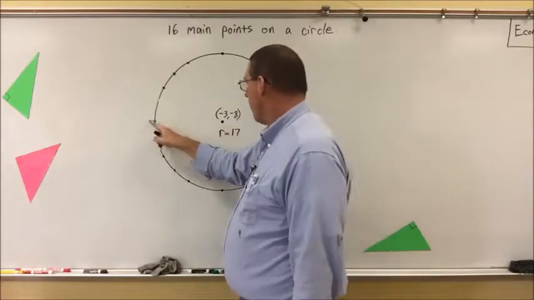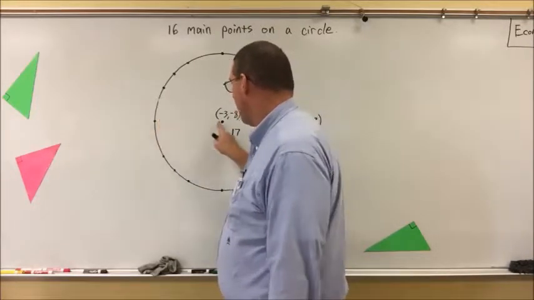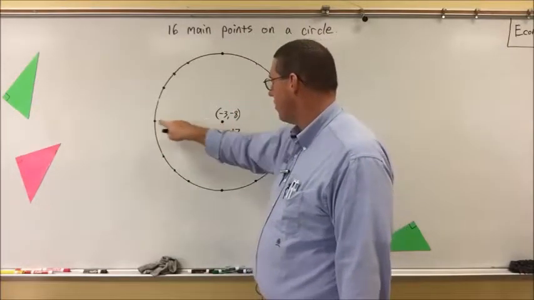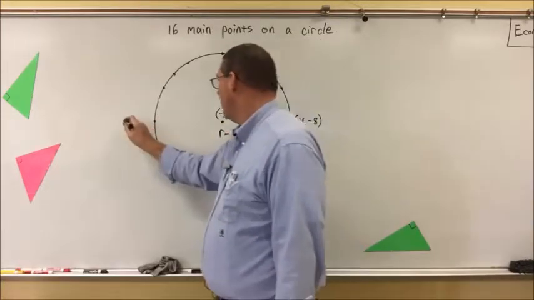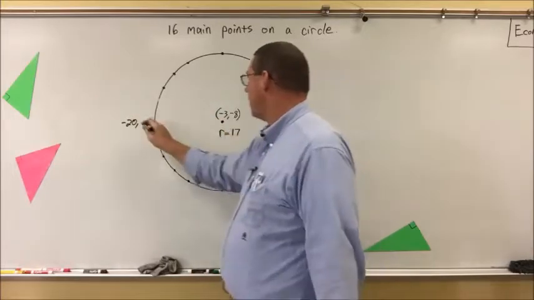If I go over this direction to the left, I know I'm subtracting from the x. The x-coordinate is decreasing by 17 because the distance from here to here is 17. That's the radius. So -3 minus 17 is -20. So I know that that point is -20 and -8.